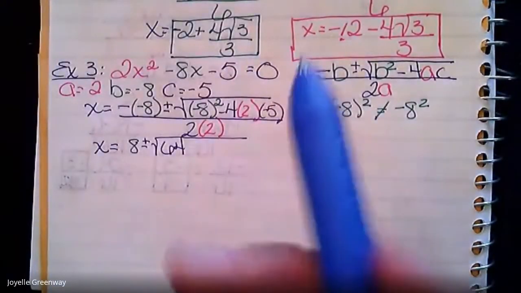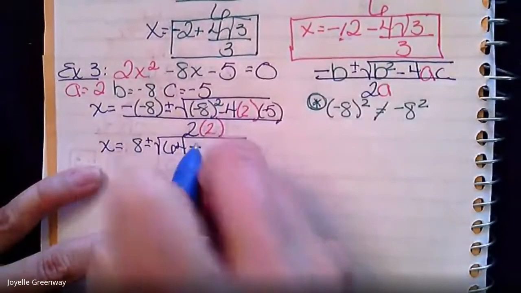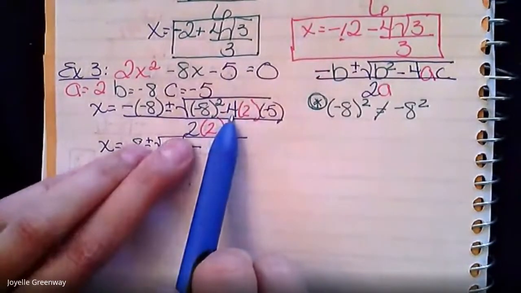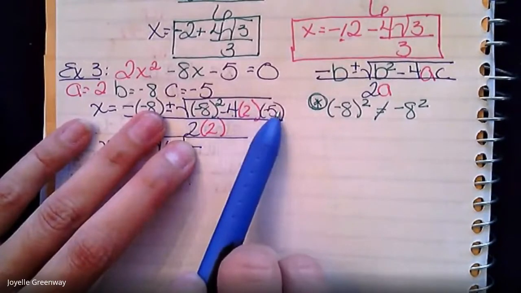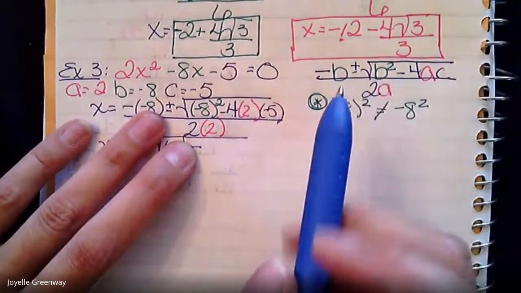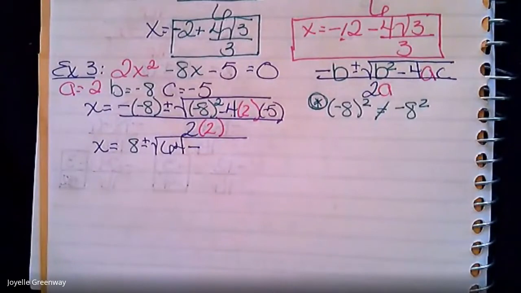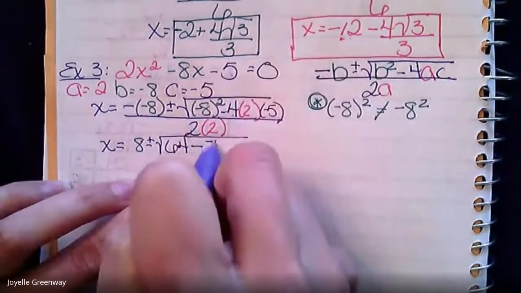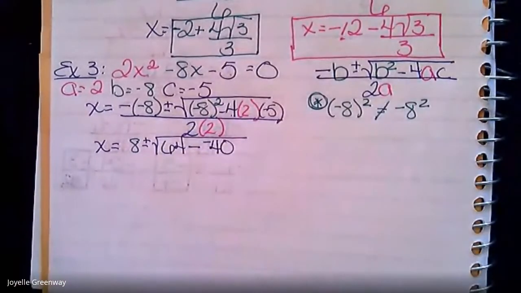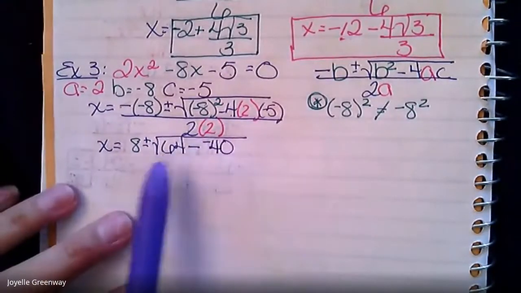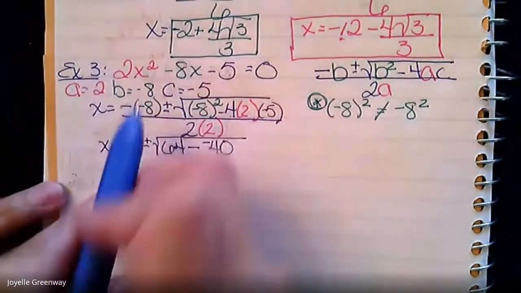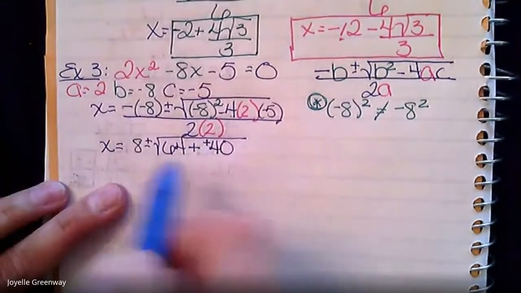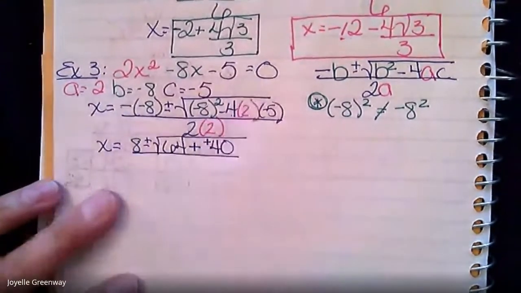All right, so 64 minus, again, I'm writing minus, so I have to treat that 4 as positive. So 4 times 2 times -5. 4 times 2 is 8. 8 times -5 is -40. Okay? So inside I have 64 minus -40. And that's over, I'm just going to make my life simple there, 2 times 2, which is 4.